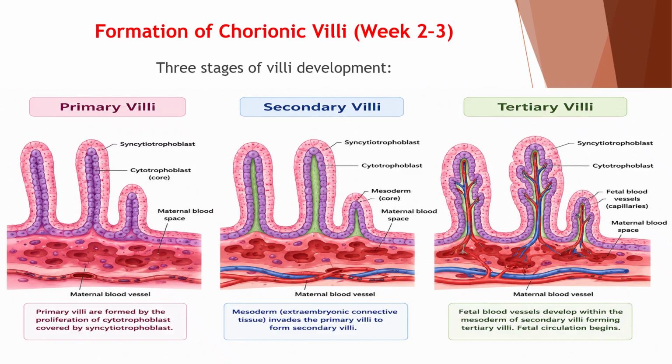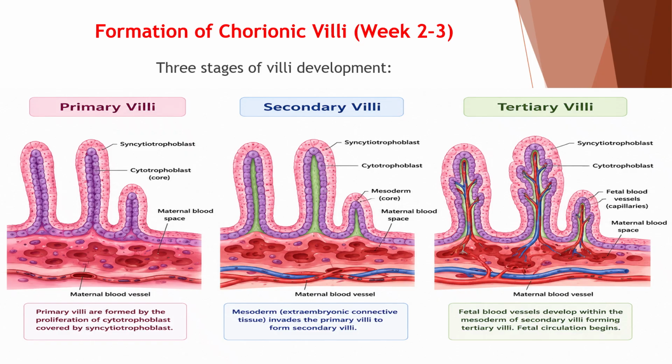Next, we will see the formation of chorionic villi. Formation of chorionic villi begins during the 2nd and 3rd week of pregnancy. Chorionic villi are finger-like projections that help form the placenta. They increase the surface area for the exchange of oxygen and nutrients between the mother and the baby.